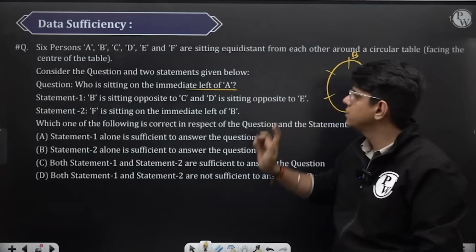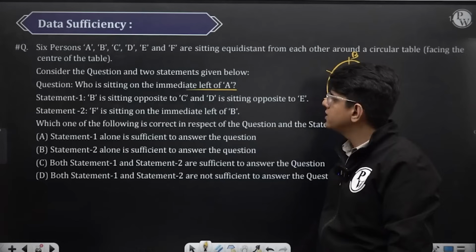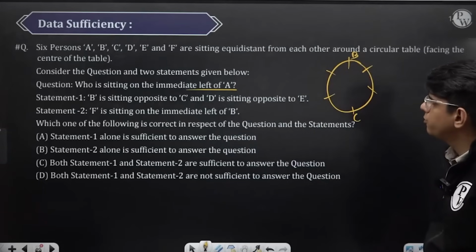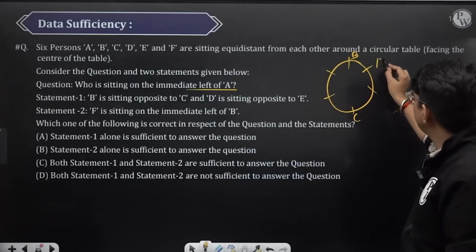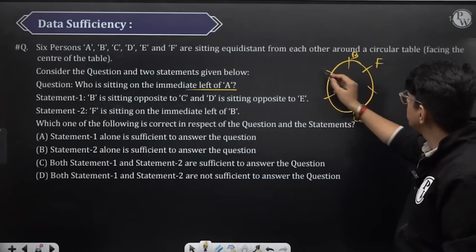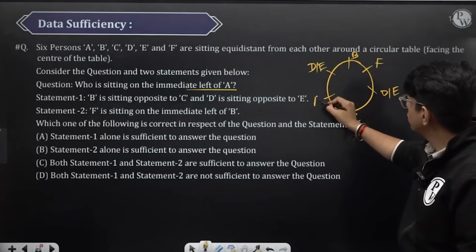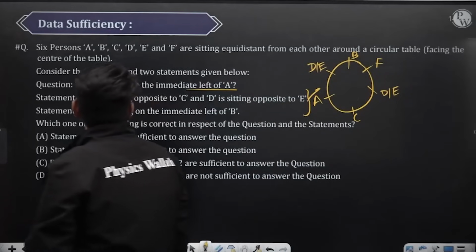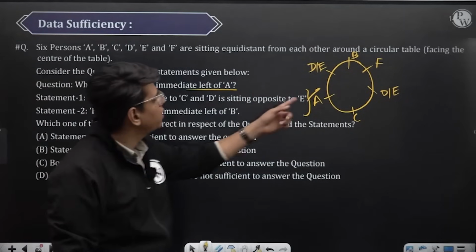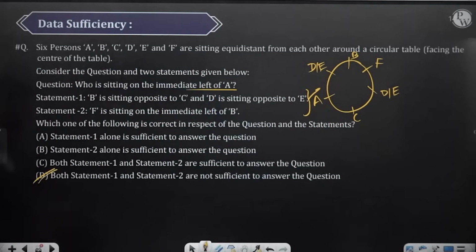So from 1 we can't say this, and statement 1 is not talking about anything about A. F is sitting on the immediate left of B. This is also not talking about A, but F is sitting to the immediate left of B. That means F is here. Now D is opposite to E, that means D and E can be here and here. A is left. So by combining these two statements, I can make this diagram. Now, who is sitting to the immediate left of A? Immediate left of A, it can be D and it can be E. Even by combining both the statements, we can't answer this. Not sufficient.